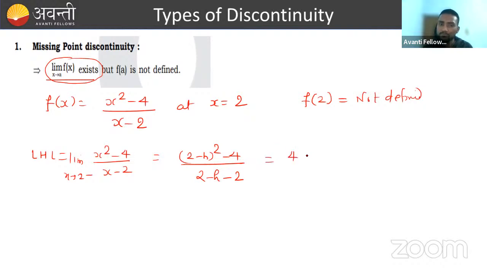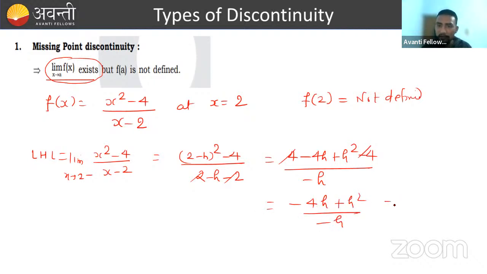This is 4 minus 4h plus h square minus 4, divided by minus h, since the 2 is cancelled out and the 4s are cancelled. This is minus 4h plus h square divided by minus h. Now if I take minus h as common, it will be 4 minus h by 4, no problem, divided by minus h. So minus h will be cancelled out, and if you put h tending to 0, it will come as 4.